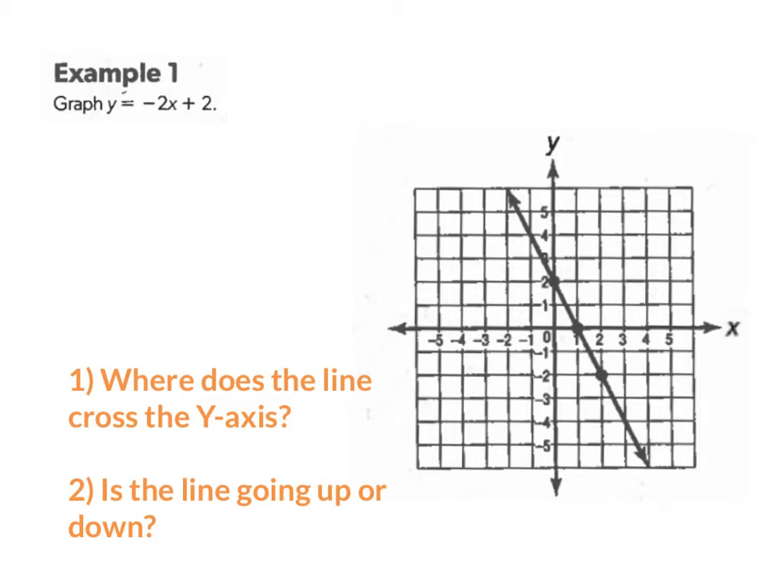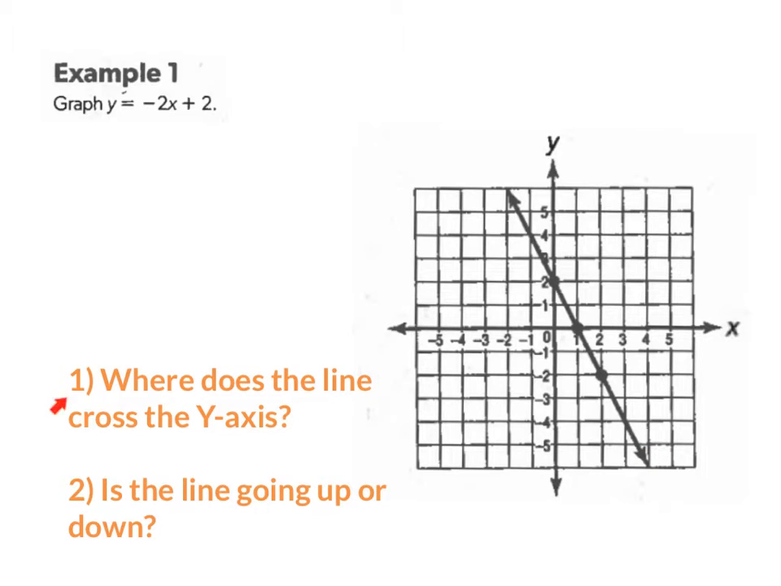Example 1 says graph the equation y equals negative 2x plus 2. Okay, so the graph has already actually been made for you, but the reason I'm doing it this way is because whenever you have a test question like this, the graph would already be multiple choice. So I'm just going to point out the key factors to look at for the way the line goes so you can pick the right answer choice.